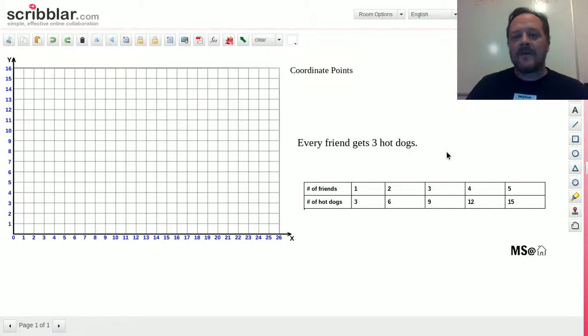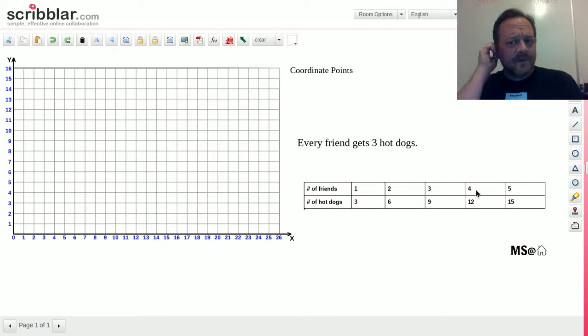So I have the number of friends as 1, 2, 3, 4, 5. That's how many friends I'm going to use for this exercise. Underneath that, I have the dependent variable, which for each number of friends that shows up, I'm going to multiply by 3. So for instance, if only one person shows up, I only need 3 hot dogs. If 2 people show up, 6 hot dogs. 3 people show up, 9 hot dogs. And you can see the rest in that table.